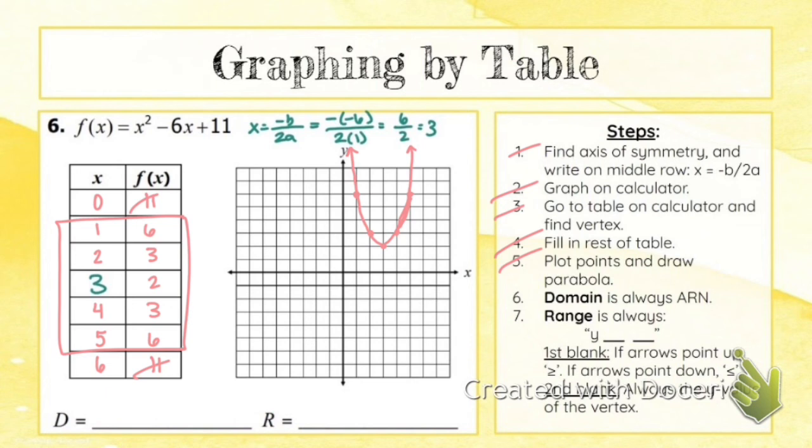Domain is always all real numbers. Woohoo, all done. Range is always y. And then the first blank says if the arrows point up, it's greater than or equal to. If the arrows point down, it's less than or equal to. Our arrows point up. So this will be greater than or equal to. And then the second blank is always the y value of the vertex, which is 2. All right, that's all for number 6.